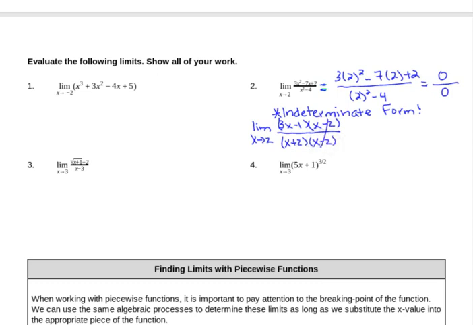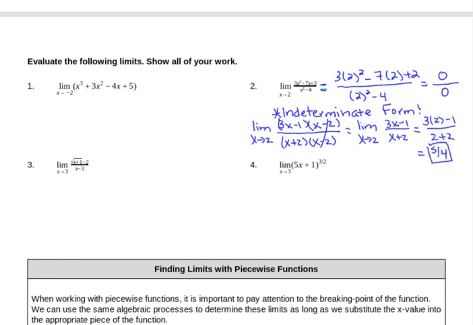So I can cancel those. Now, based on what we just said, that means this graph must have a hole at x equals 2, because we factored and canceled it. So now we're left with the limit as x approaches 2 of 3x minus 1 all over x plus 2. Now we're going to try that substitution again. So I get 3 times 2 minus 1 all over 2 plus 2, so I get 5 over 4 as my answer.